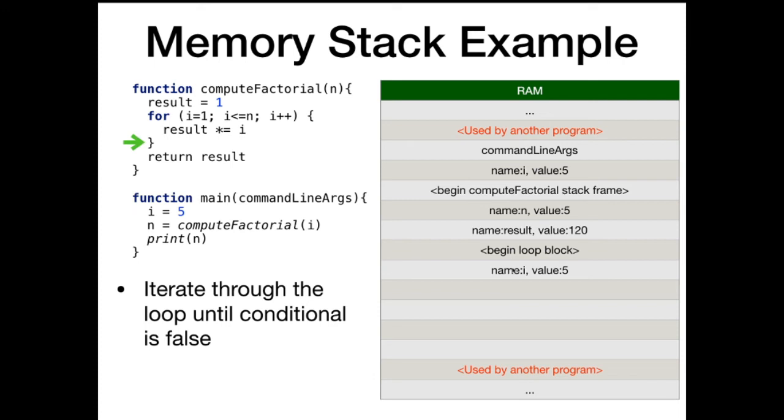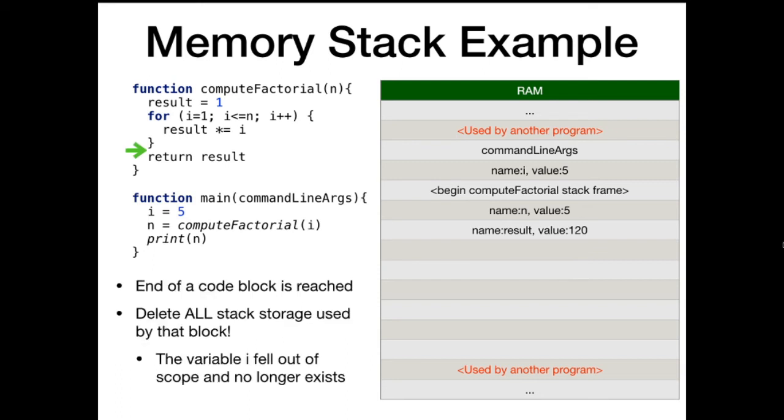condition is false. Result is going to store 120 at this point, and we're going to reach the end of this for loop. As soon as we reach the end of the for loop, every time we hit a closing brace, we're going to delete everything in that block that was created in that block. So we have this beginning of the loop block. Anything that's declared after that, it's gone. All of that is going to be erased as soon as we hit the end of the block.